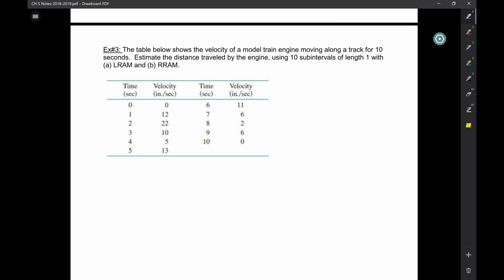Okay? So look at this one. Somebody sat there and they recorded the velocity every second from 0 to 10 seconds of this model train engine. So this is a table, velocity of a model train engine moving along a track for 10 seconds. Estimate the distance traveled by the engine using 10 subintervals of length 1 with LRAM and RRAM. So you will be given enough information to calculate your base and your height. Okay? So now, let's take a look at this for a minute.